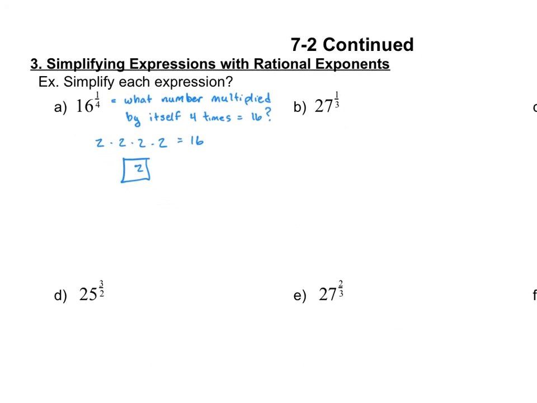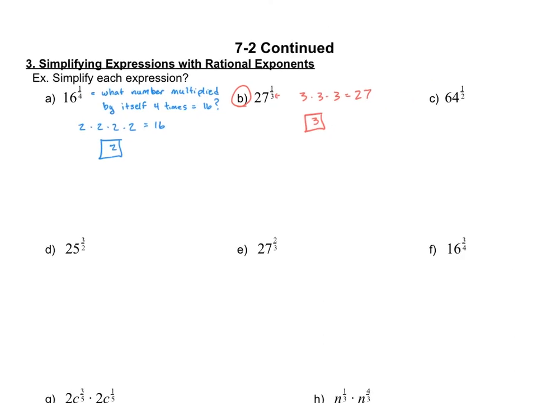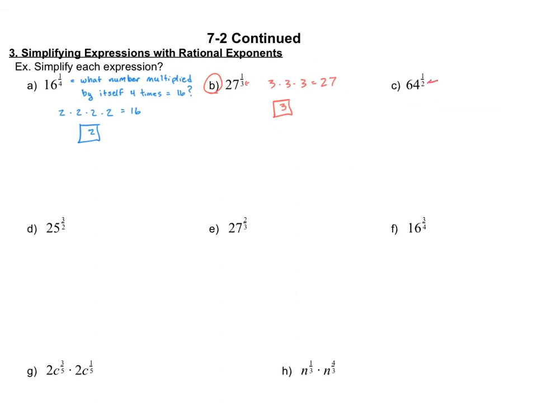As we continue with that, we look at B here, and it's asking us what number multiplied times itself 3 times is going to be equal to 27. And we know that 3 times 3 times 3 is 27, so therefore the answer is 3. Again, continuing on. What number multiplied times itself twice is going to be equal to 64? Well, we know that 8 times 8 is equal to 64. Therefore, the answer is 8.